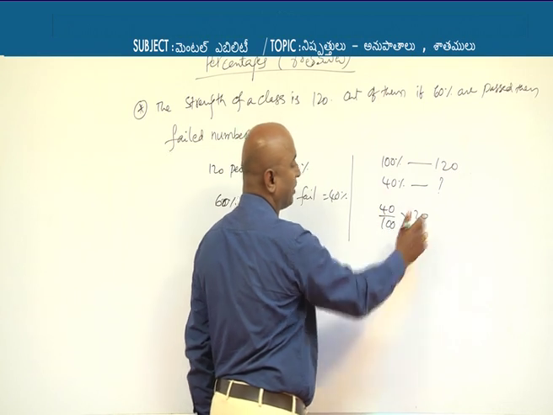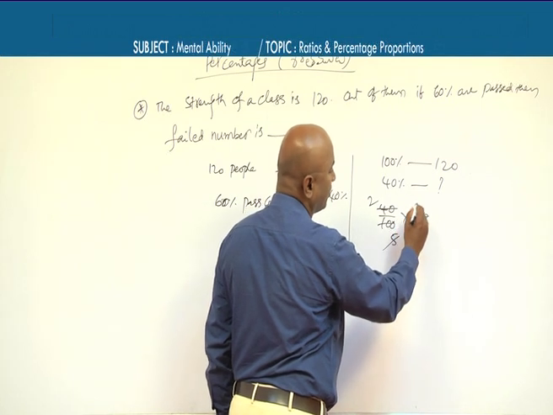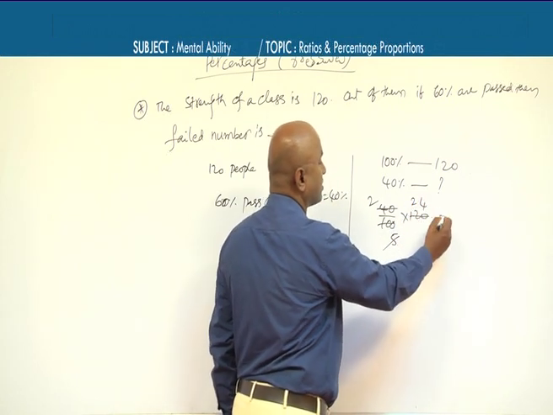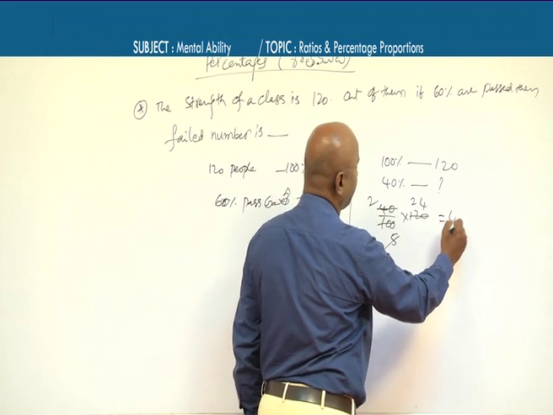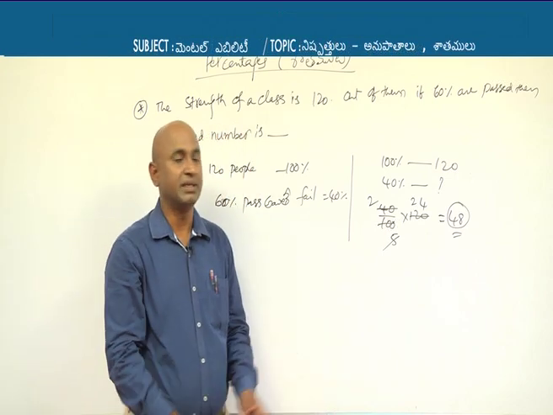40 by 100 into 120. So 2 20s are 40, 2 5s are 10, 5 1s are 5, 5 2s are 10, 5 4s are 20. So 24 2s are 48. So the number of failed candidates is 48.